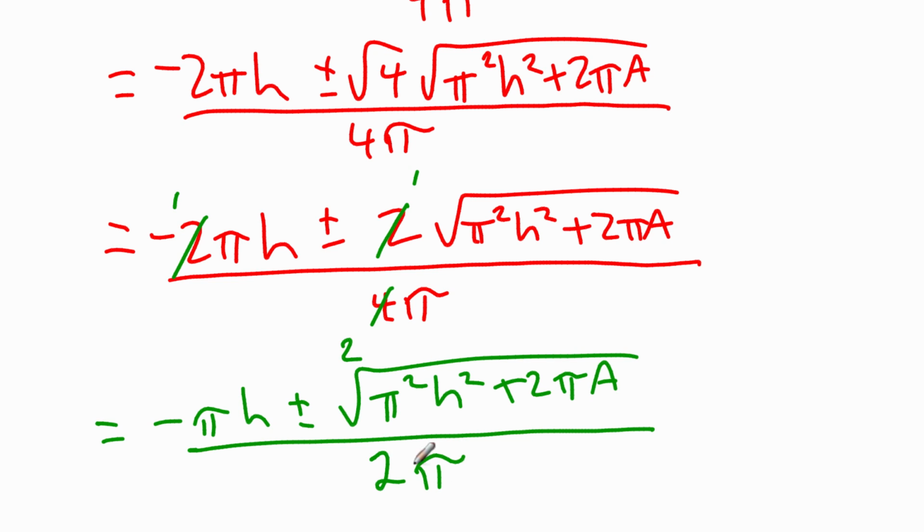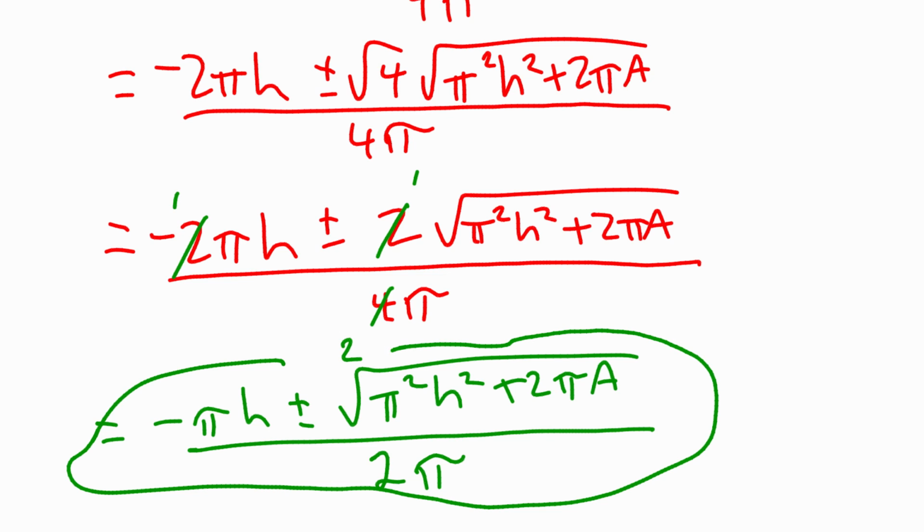I'm dying to cancel this pi and this pi, but this term here doesn't have a pi outside the square root that I could cancel. So I think that I'm stuck with this as being my answer. Hopefully that helps you with that one. I'll not be asking a question like that on the test.